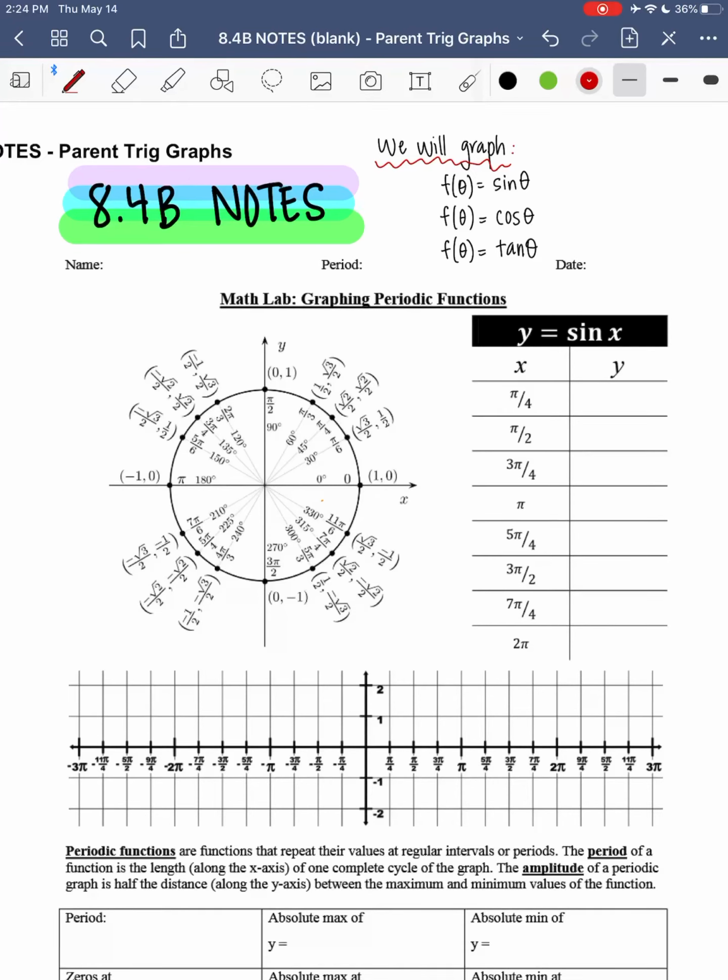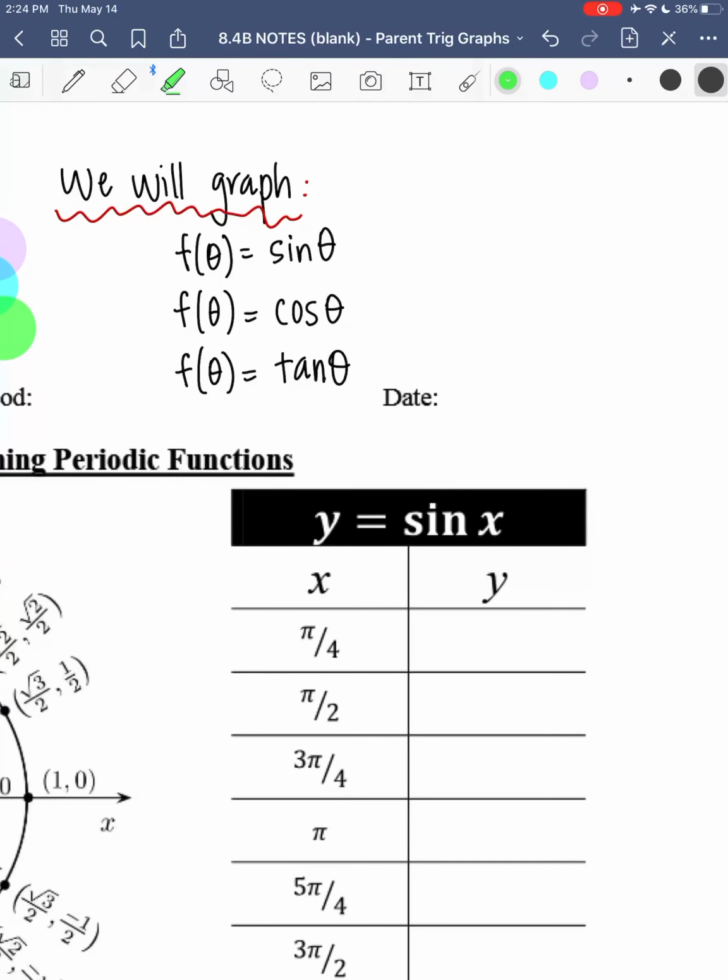Welcome to our 8.4b lesson notes. In this lesson, we're going to talk about parent trig graphs, or the parent graphs of our trig functions. In particular, we're going to look at sine of theta, cosine theta, and tangent of theta. So kind of our three main: sine, cosine, tangent.